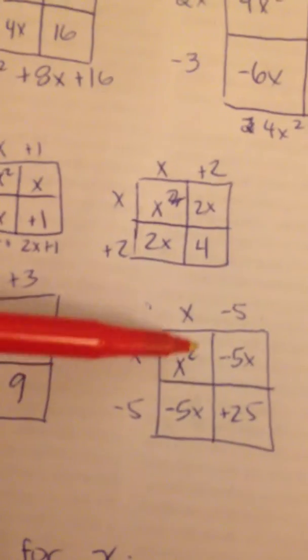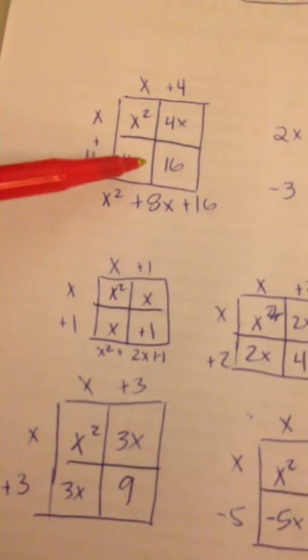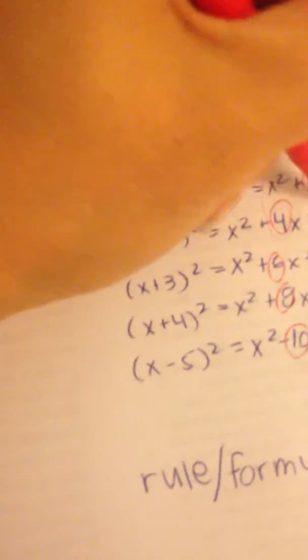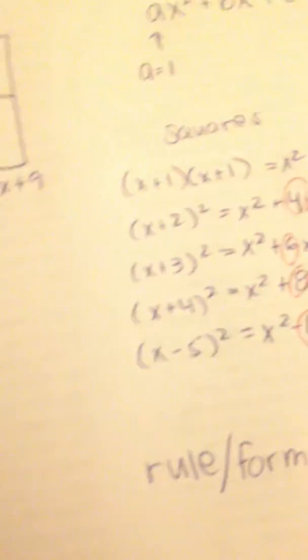2x and 2x make 4x. 3x and 3x make 6x. 4x and 4x make 8x. Negative 5x and negative 5x make negative 10x. So whatever this number is, to get to this number right here, you're doubling it because you have two of them. And to get to this number over here, like I said already, you're squaring it.